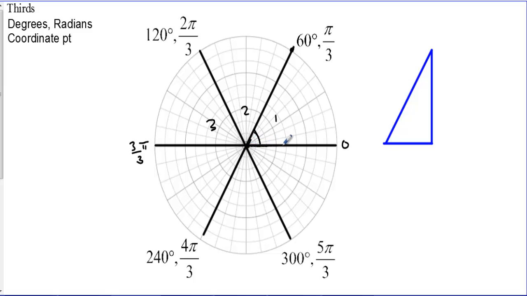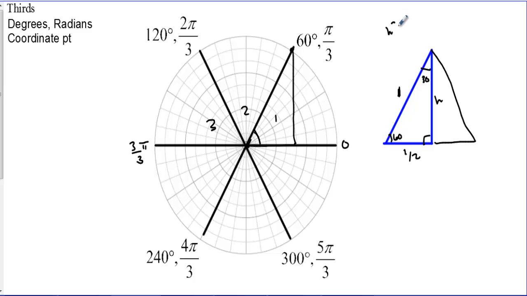So we need to know how far to go over on the x and how far to go up on the y. Well, we create this 30, 60, 90 right triangle. So this is 60, this is 30, and this is 90 degrees right here. Well, if this is 1 unit long, this really comes from an equilateral triangle. So if you cut an equilateral triangle in half, you get a 30, 60, 90. That means this side is 1/2, and then we need the height of this triangle.